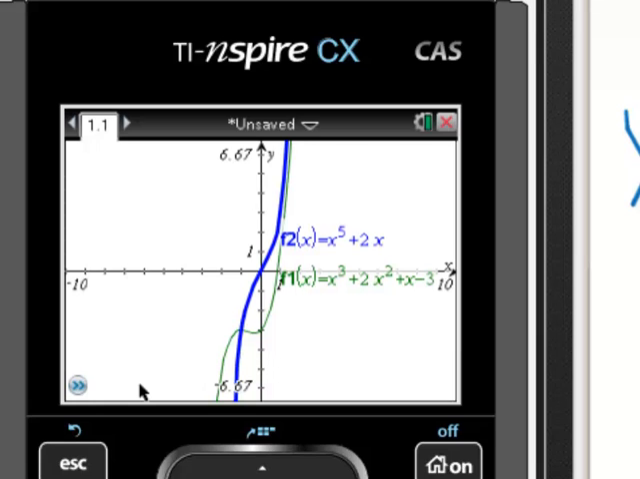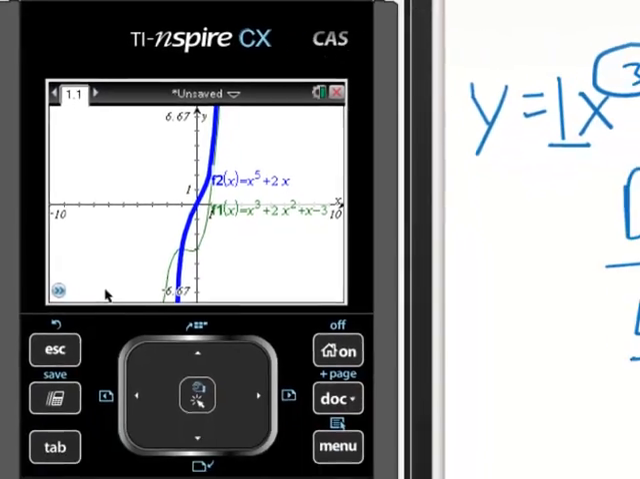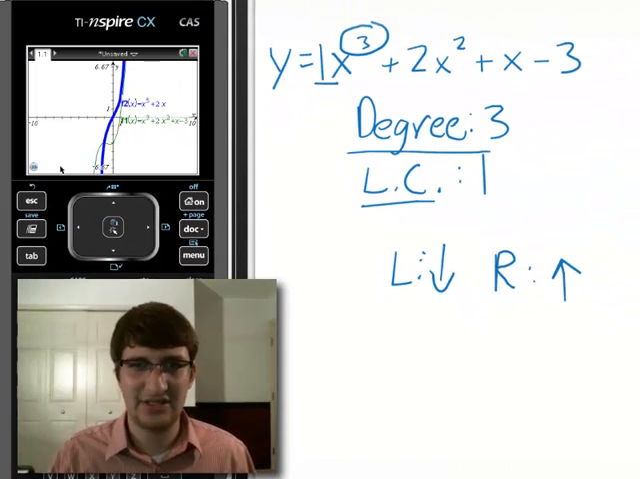So when I graph this, okay, you'll notice again the graph looks very similar to the one that I graphed before, and the tail behavior is the same thing. Come to find out, the more that you do with these graphs, as long as the degree is odd, you'll always have the tails going in different directions, okay?